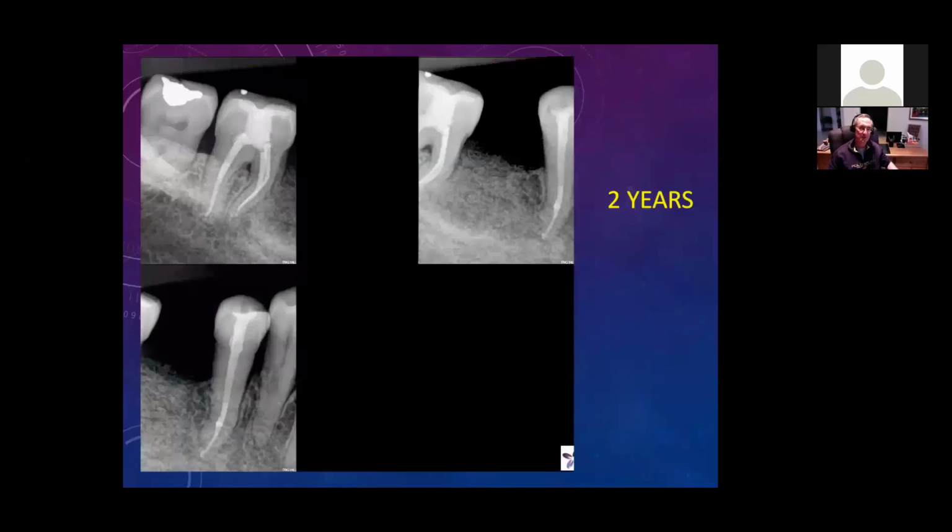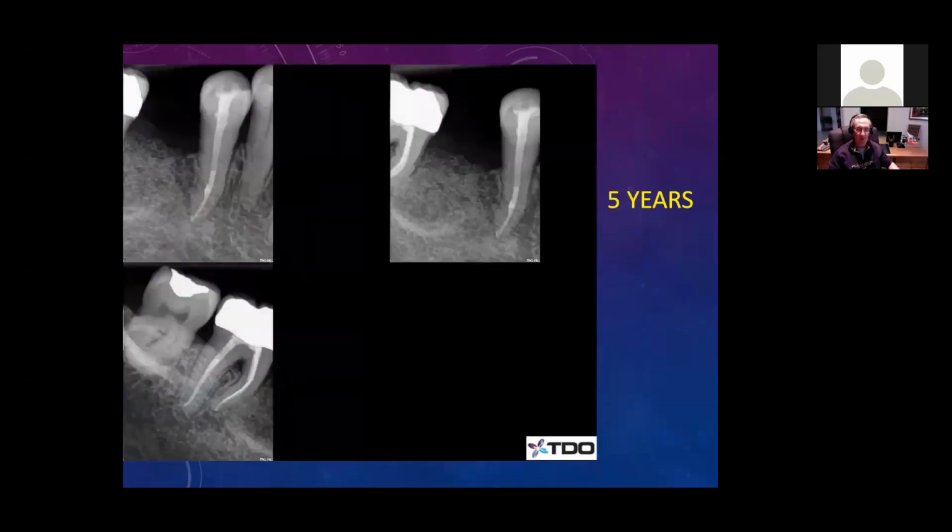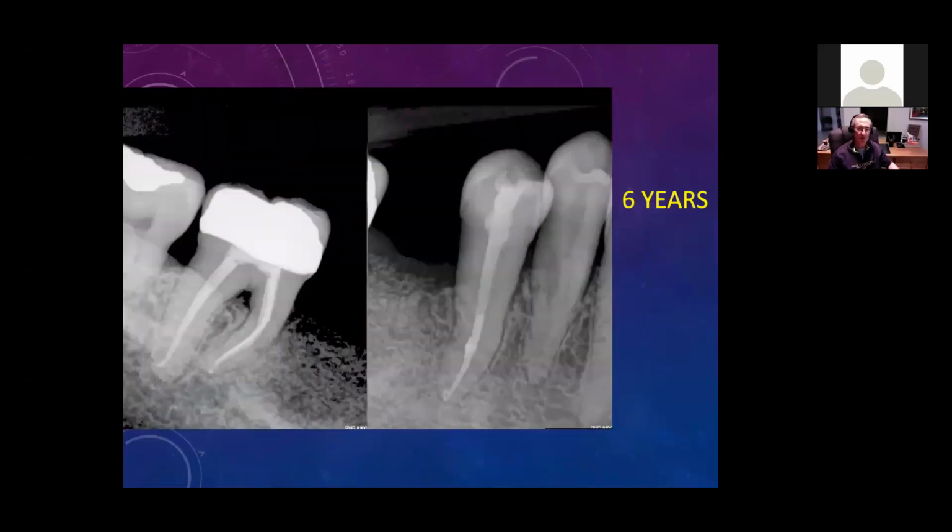And I followed this patient over the years. She had a number of implants put in other areas, and she was just tired of it. She wanted a break from it. So when I saw her at 2 years, she still hadn't had the implant placed. And here we are at 5 years, and then I just saw her recently, 6-year recall.